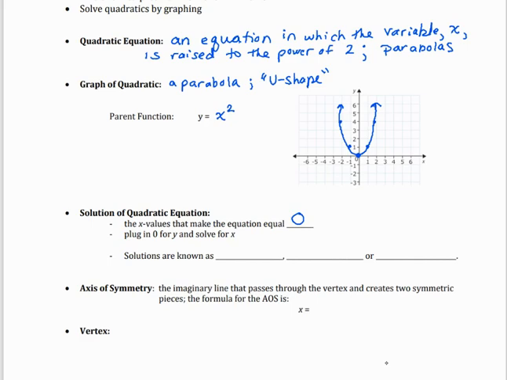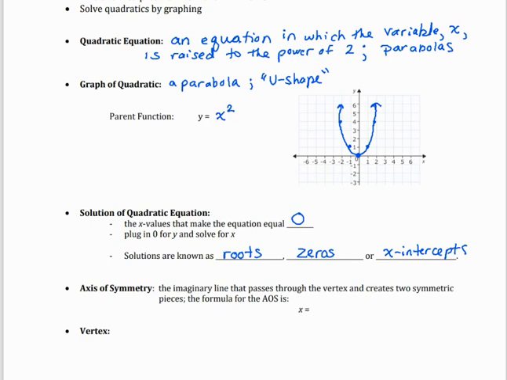And these solutions are also known as roots, zeros, or x-intercepts. All of these words, solutions, roots, zeros, x-intercepts, are interchangeable.